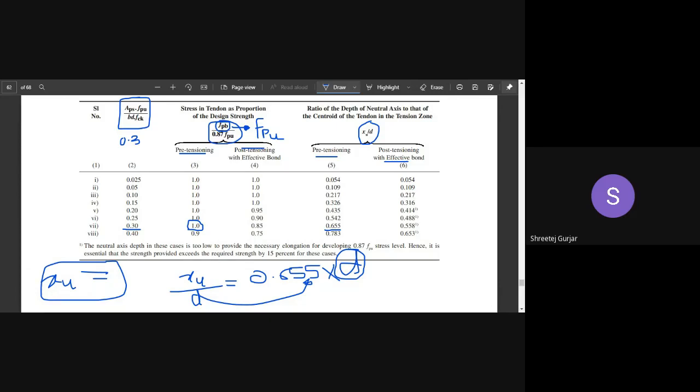We'll look into the diagram first. This is a T-beam. The width of the flange is BF. The depth of the flange is capital DF. The thickness of the web is denoted as BW, small b with a suffix W. The entire depth of this beam is what? It is not the entire depth, it is the effective depth, up to the level of steel. It is small d.